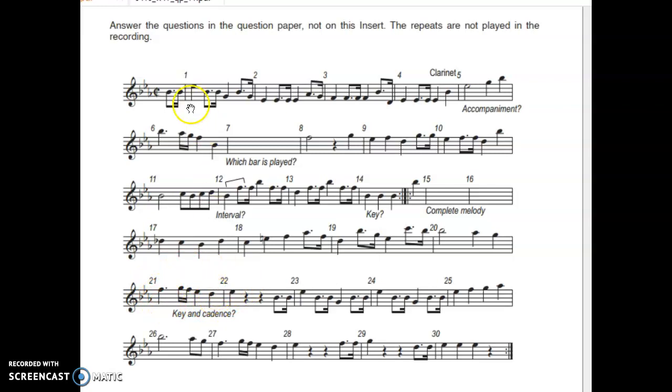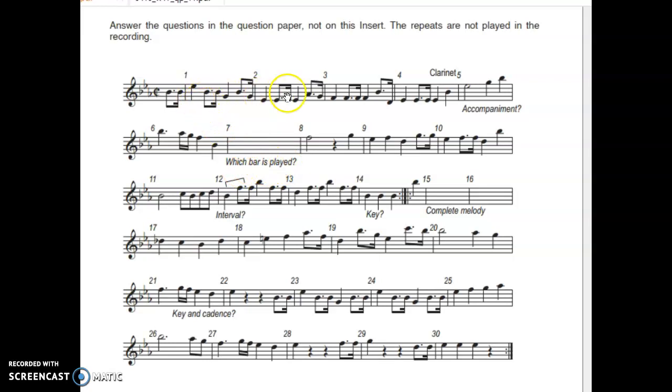And I see the form, I see the structure. I see a clear part up to that repeat, and then I see a second part. Now I have to listen to the accompaniment there, okay? And I must hear which bar is played there.